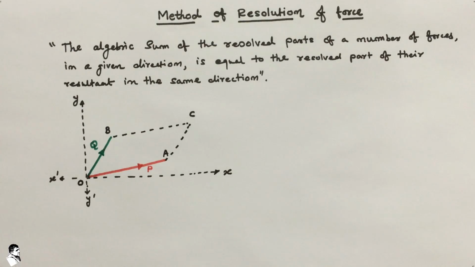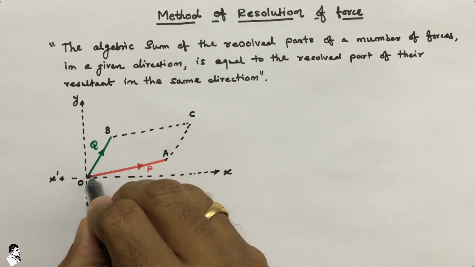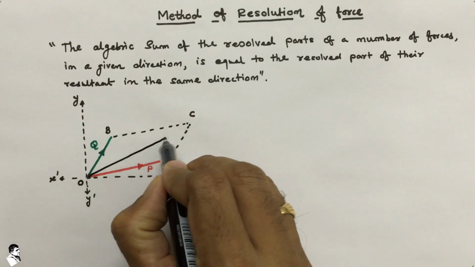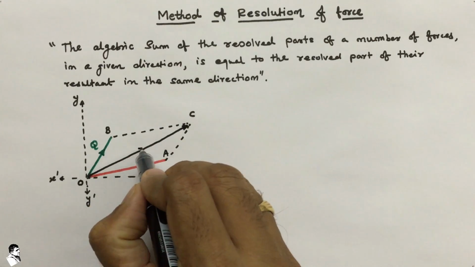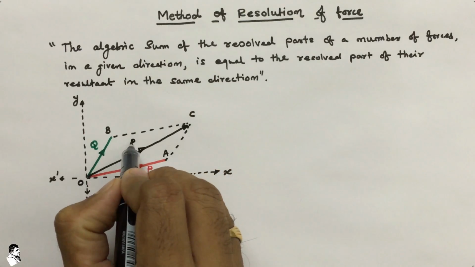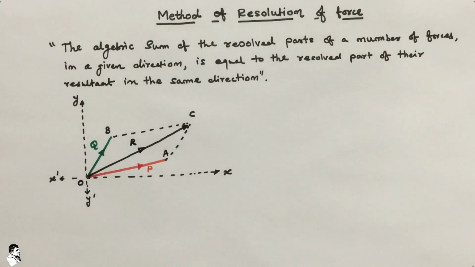Now you know that the resultant R of forces P and Q will be represented by the diagonal OC. So let us put here, this is the resultant R, that is the diagonal of that OBCA parallelogram. Now here OX is the direction where the forces are to be resolved.